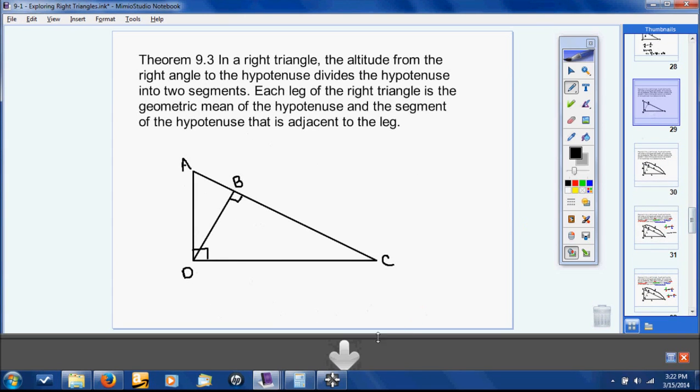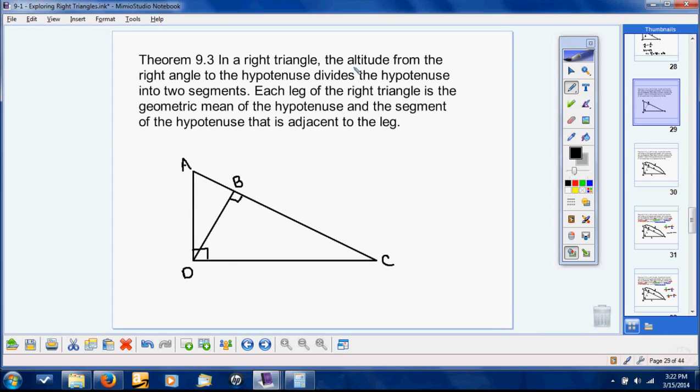Okay, let's take a look at the next theorem. In a right triangle, the altitude from the right angle to the hypotenuse, it's the same basic beginning, divides the hypotenuse into 2 segments, which we already know. Now we're talking about each leg of the right triangle being a geometric mean. And it's a geometric mean of the hypotenuse and the segment of the hypotenuse that's adjacent to the leg. Okay, so let's take a little minute and write that down, and then we'll talk about what it means.